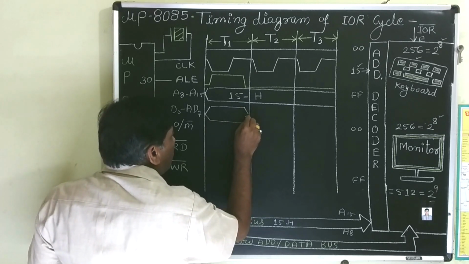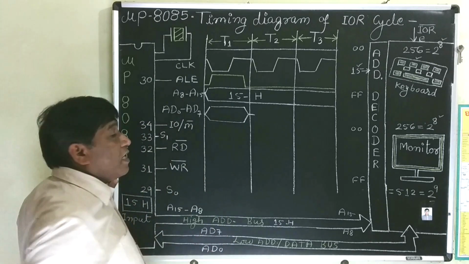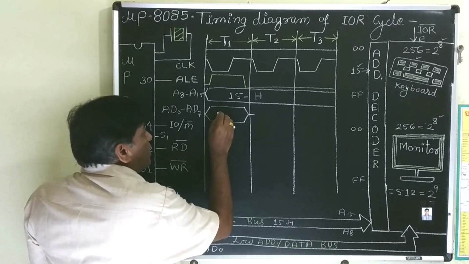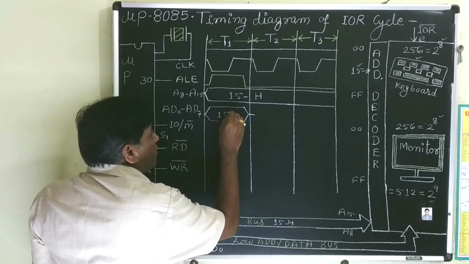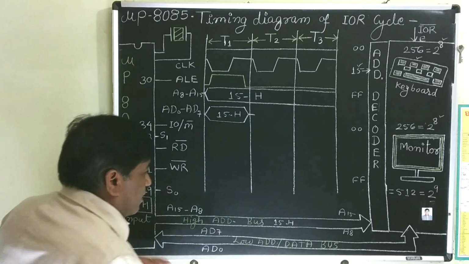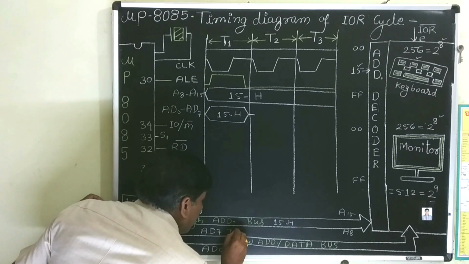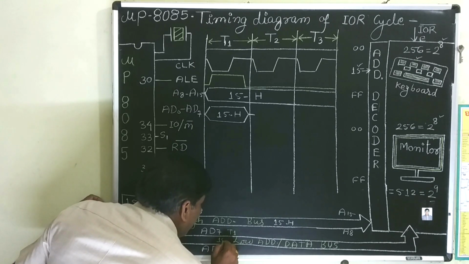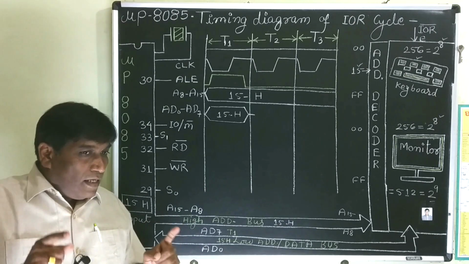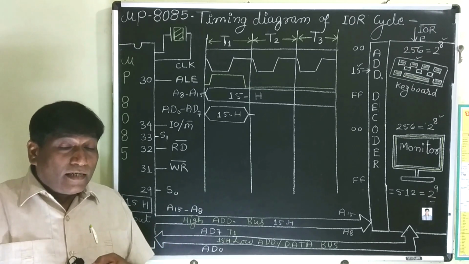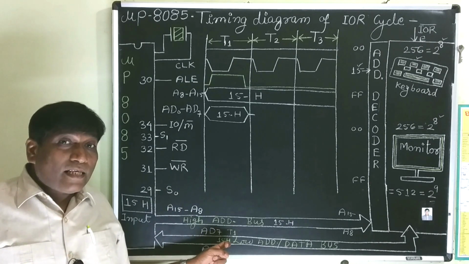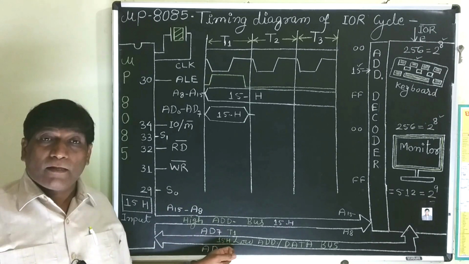The status of lower order address bus when ALE is activated is 15H, because here also at time T1, the 15H will be loaded. As I told you, data buses are transferring the data at time T2 and T3, and they are transferring the address at time T1.